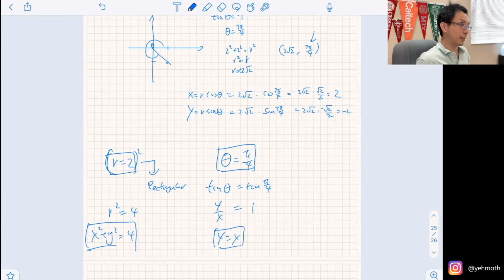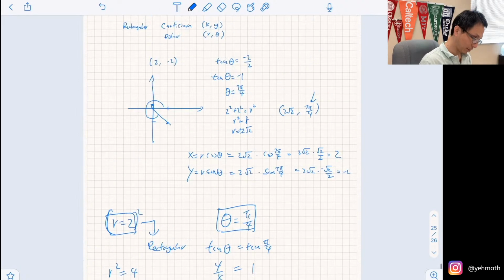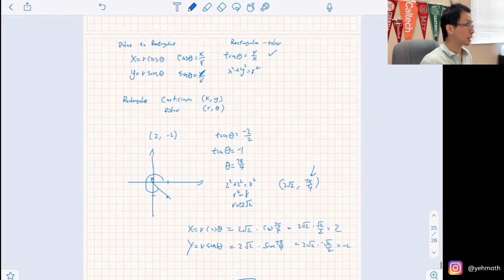It's still an equation. It's like saying x equals 5 or y equals 5. It doesn't look like an equation, but they are still equations. They might not be a function, but they're still equations. How do you make the y over x equal to 1? Because tangent theta is equal to y over x. So you just convert one thing to the other.